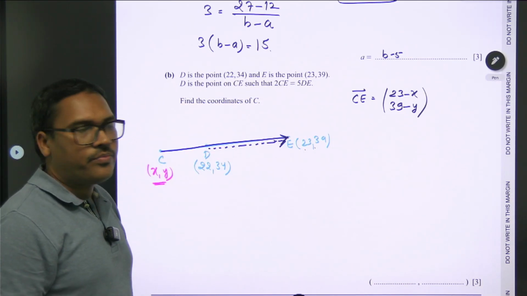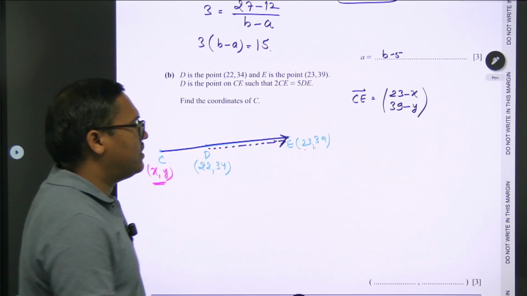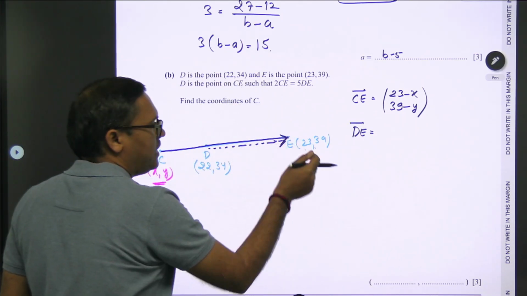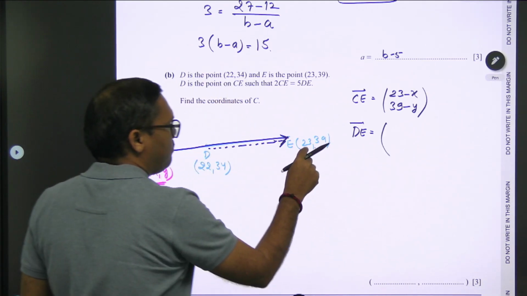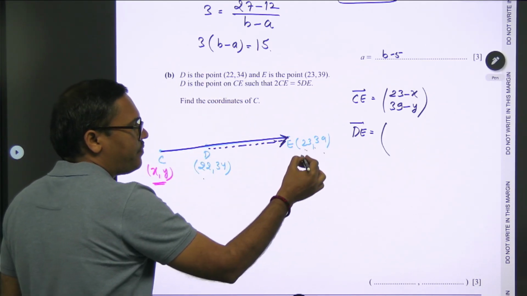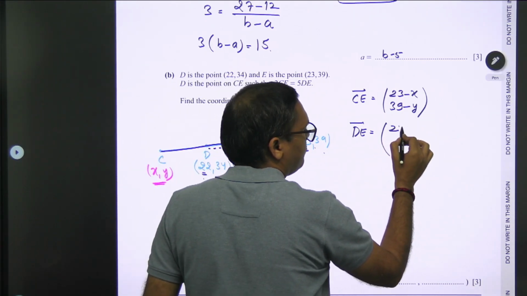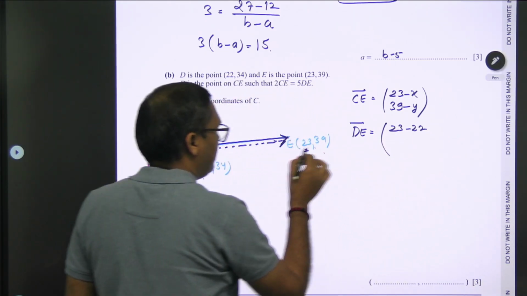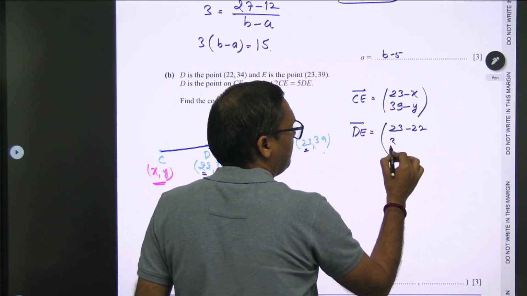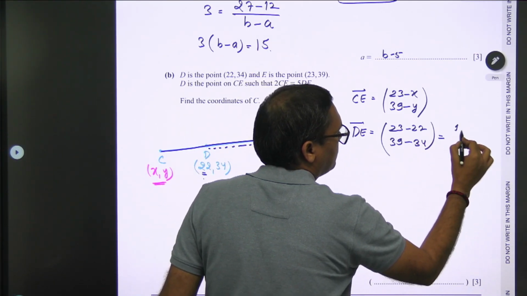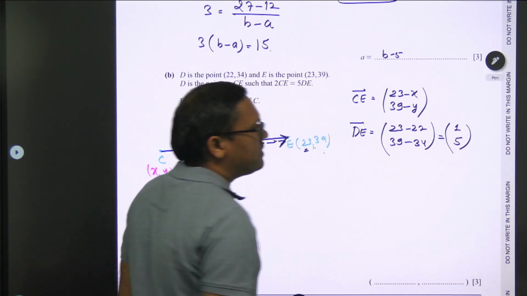And what is DE vector? You can easily write DE vector also. D to E vector. So what is this? Final coordinates minus initial coordinates. So final x coordinate is 23 minus 22, and the y coordinate, final 39 minus initial 34. So what is this? This is 1 and 5. Now why am I using these vectors here?